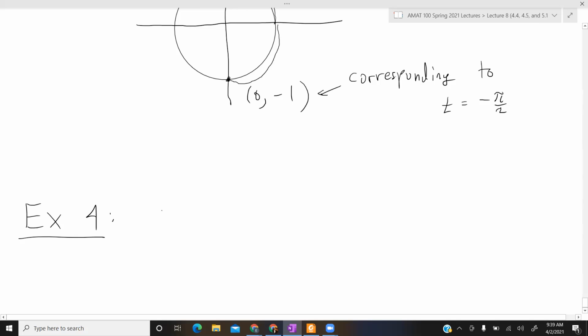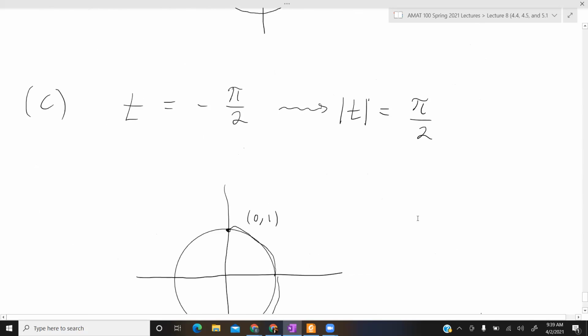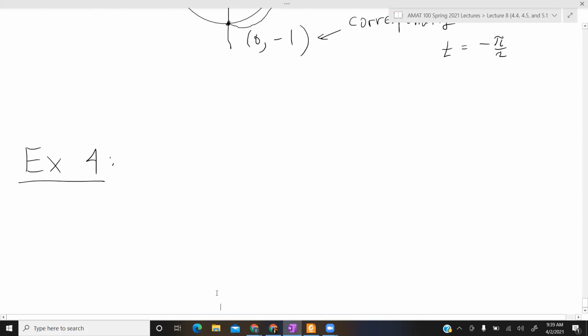So the first part, again, we want to find the terminal point. The setup of the question is the exact same as the one we just looked at. We want to find the terminal point on the unit circle determined by a given number, which corresponds to an arc length, a distance you travel around the circle. So part A: we're told that we travel a distance of pi over 4.